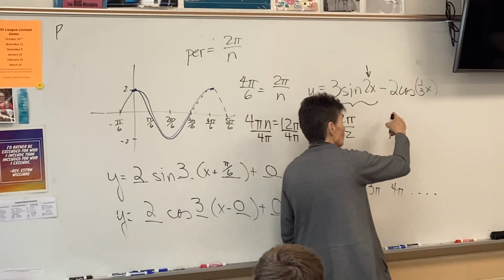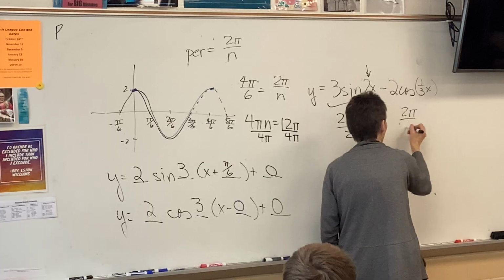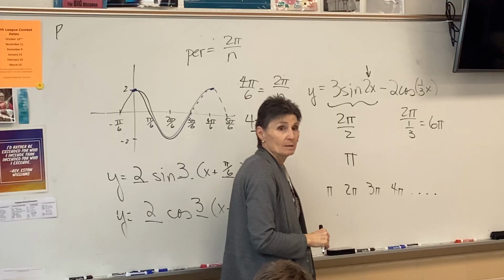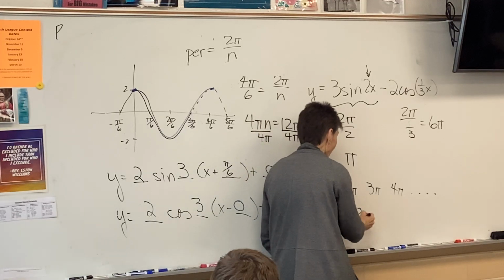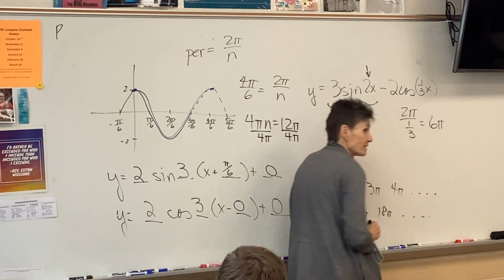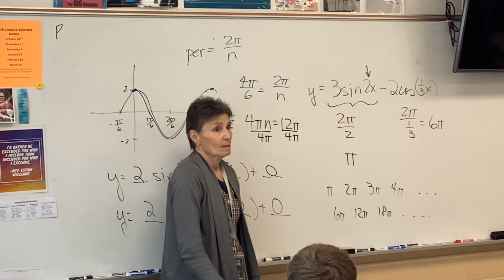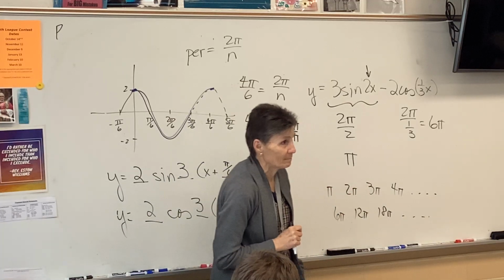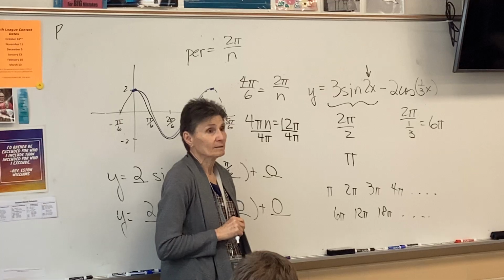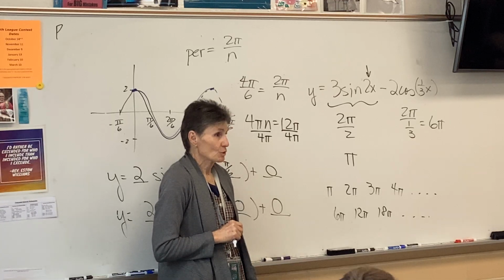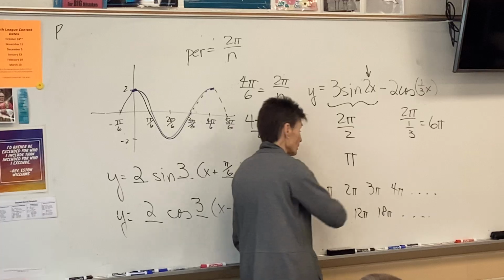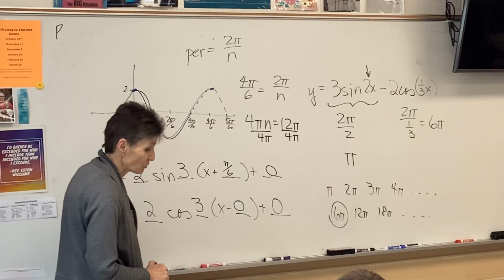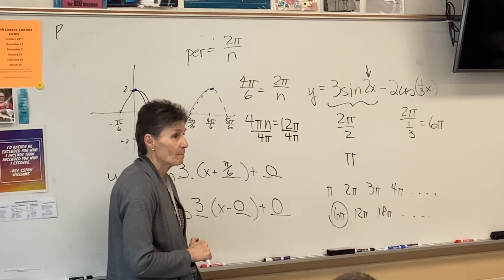Now, what's the period of this one? 2 pi divided by 1/3, which is 6 pi, which means every 6 pi it repeats. The period is the first number both lists have in common. We call it the least common multiple. So what is the first number both lists would have in common? 6 pi. So the period, the answer to the question, is 6 pi.